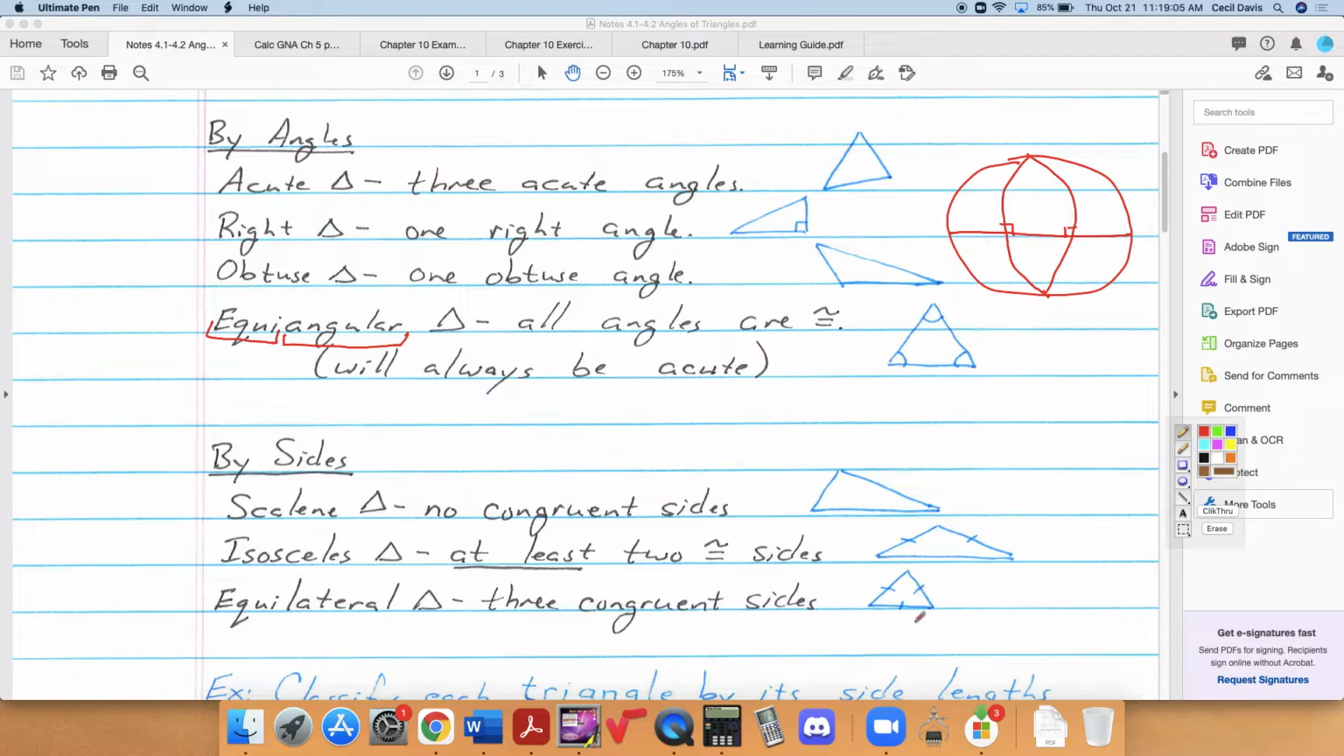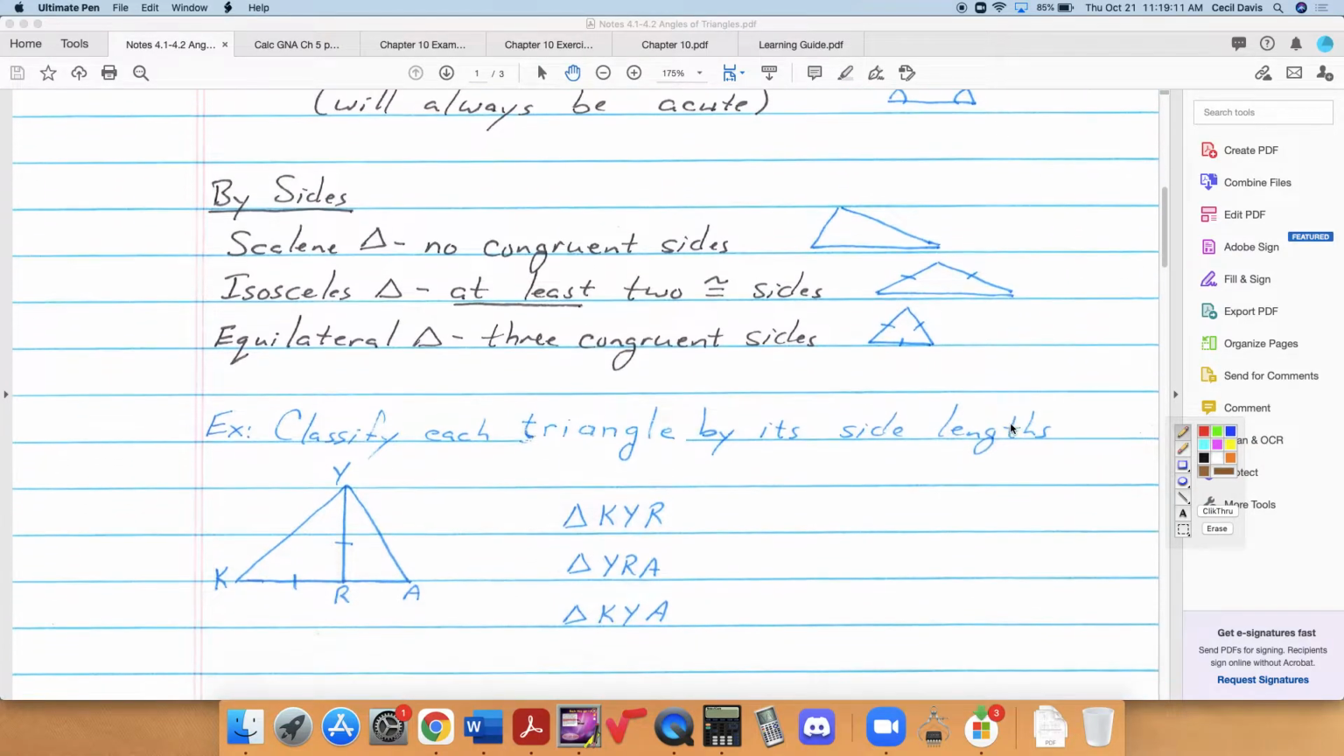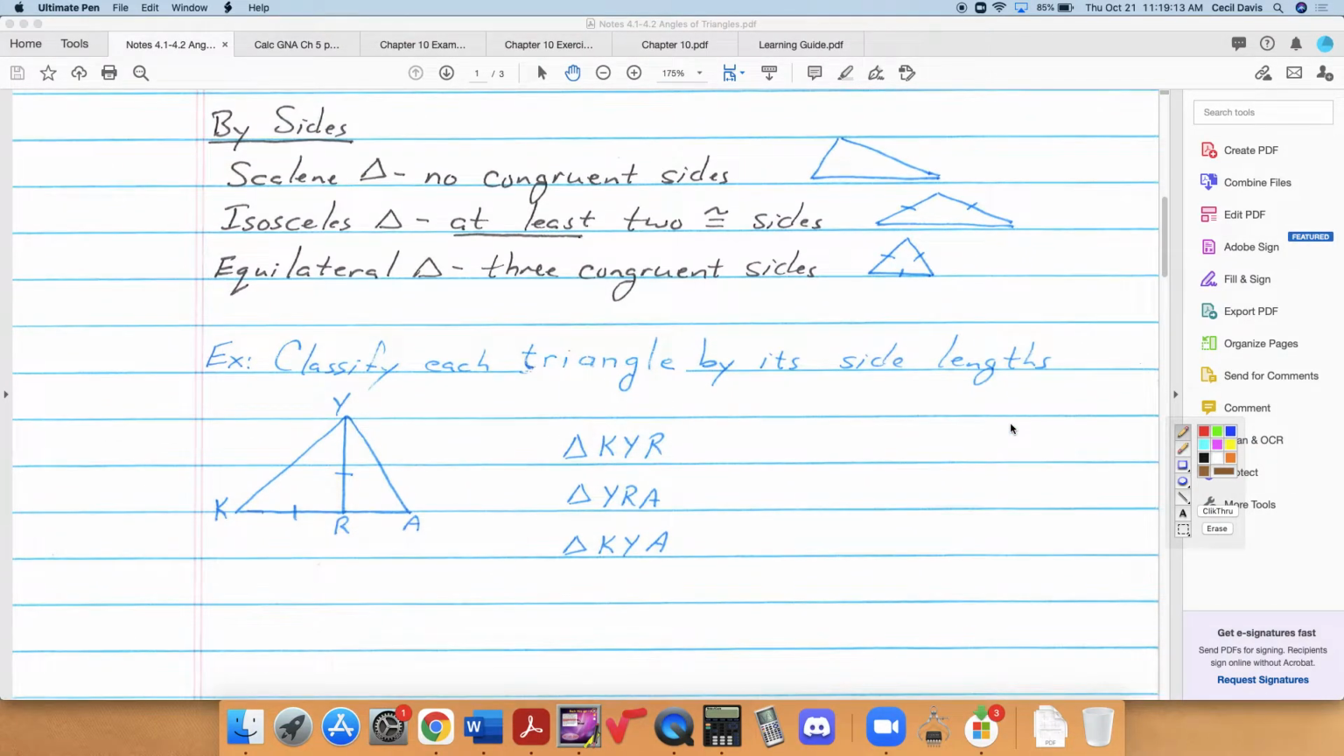I know. So that's equiangular. Equiangular triangles will always be acute. Okay, we can also classify them by sides: scalene, isosceles, or equilateral. And I think this is why people think that equiangular is equilateral. People say equilateral, and it's equilateral, which is slightly different.